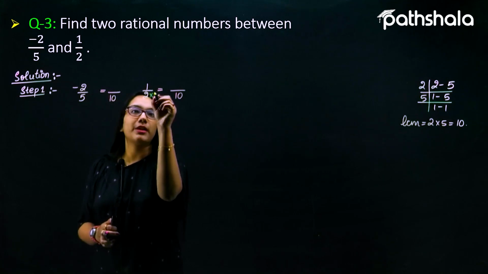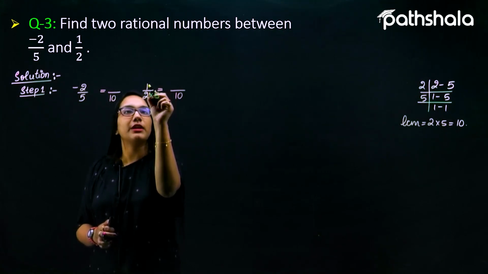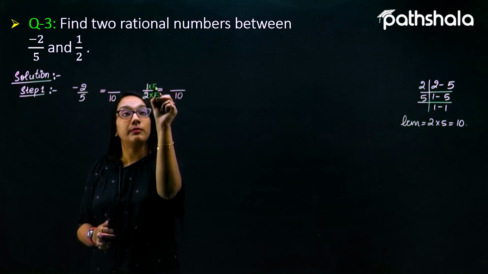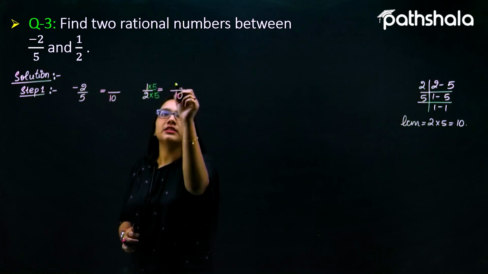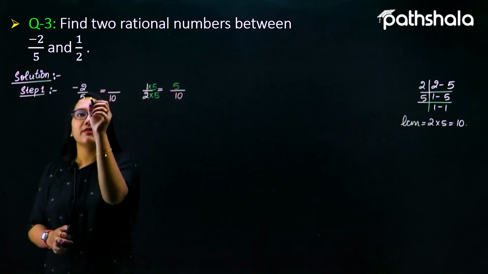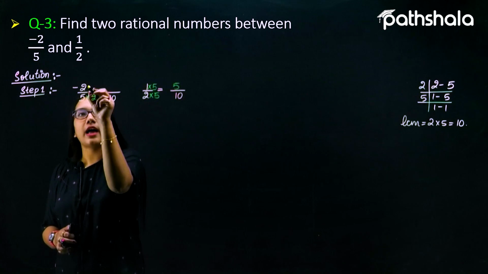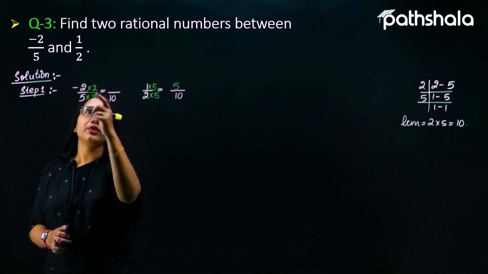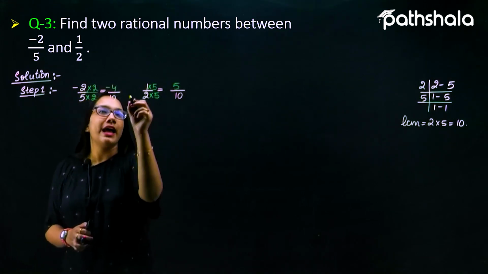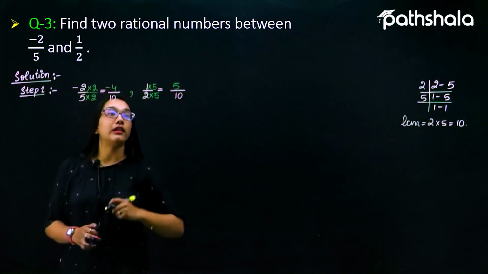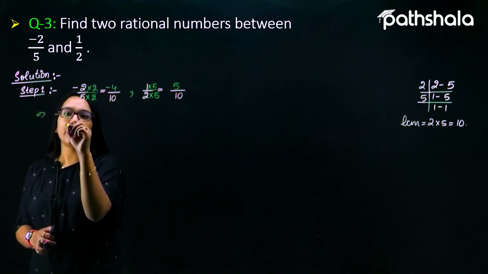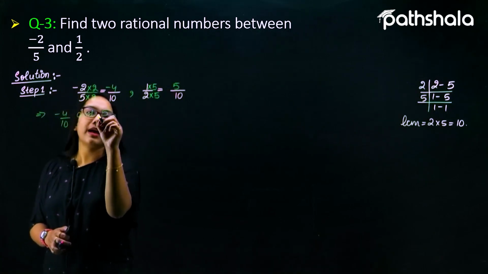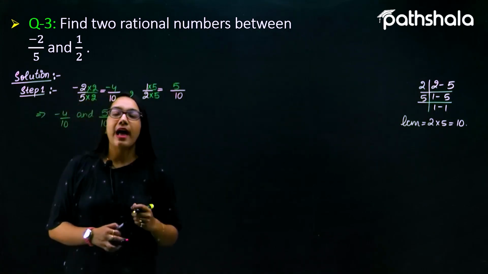Let us multiply 5 in the denominator. It will get multiplied in the numerator as well, because we have to balance both. 5 ones are 5, 5 twos are 10. Similarly, we multiply 2 in the denominator and 2 in the numerator as well to balance it. So -2 times 2 is -4/10, and this is 5/10. Our new rational numbers are -4/10 and 5/10.